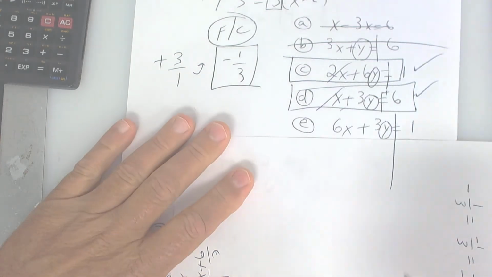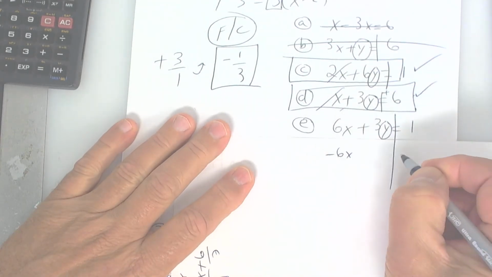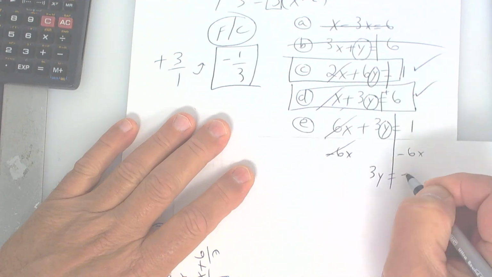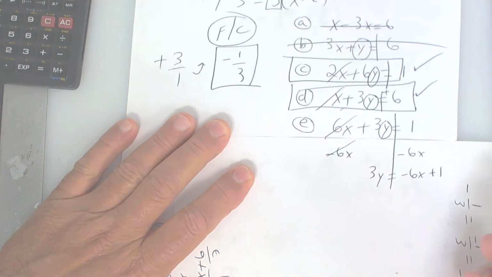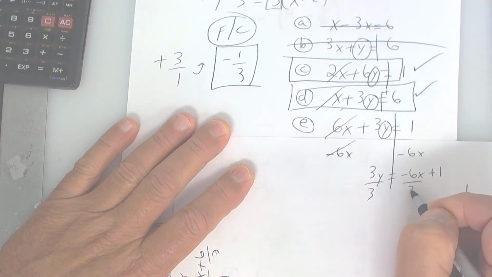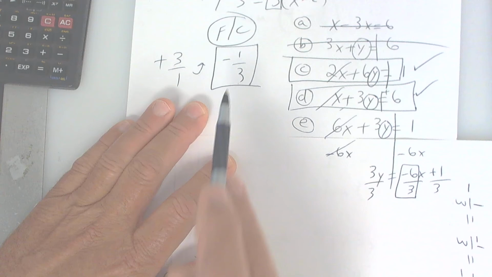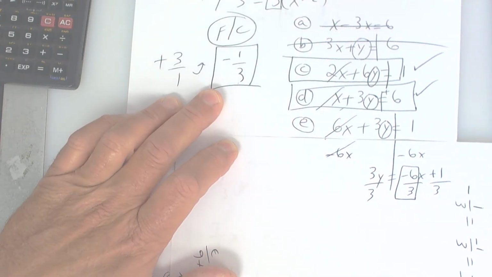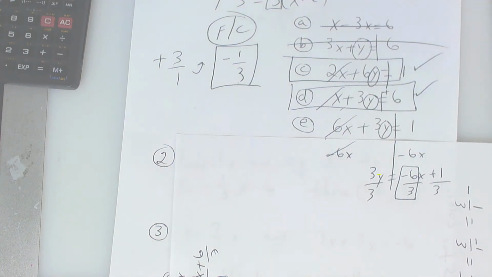Okay, so subtract 6x. Now divide by 3. Is this the same as that one? No. So you only have 2 answers. Is everybody clear on how to do it?